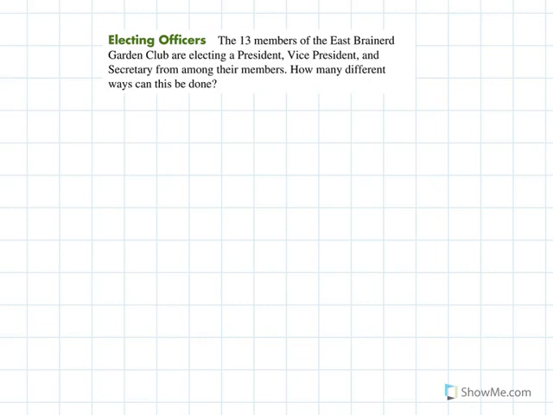What do we have here? Electing officers. So you have 13 members of the East Bernard Garden Club electing a president. So the first position is for a president, vice president, and a secretary. So you're choosing 3 positions, 3 posts, from among their members. How many different ways can this be done? So again, it's either permutation, choosing 3, or combination, choosing 3. So you ask yourself the basic question: is it concerning the order or not? So as you can see, you have to choose officers.